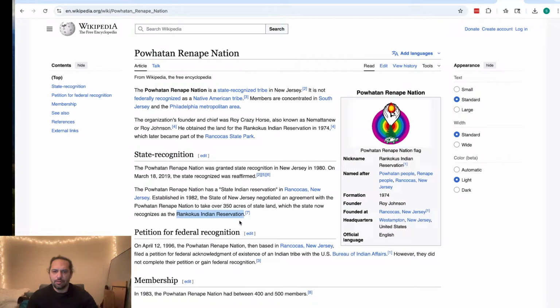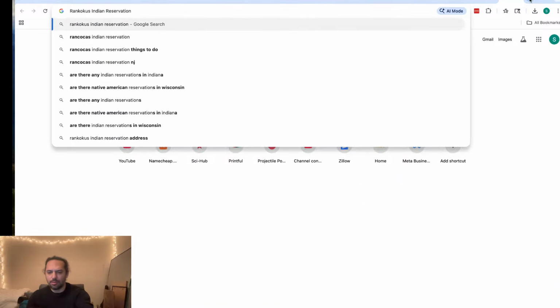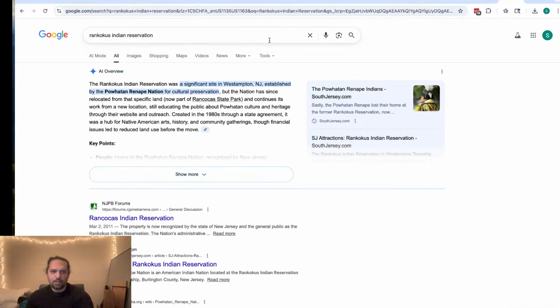Interesting. So are they related to the Lenape and the Powhatan? I'm very confused. Very interesting. The Rancocas Indian Reservation was a significant site in Westampton, New Jersey, but the nation has since relocated from that specific land, now part of Rancocas State Park, and continues its work from a new location, still educating the public about Powhatan culture and heritage from their website and outreach.